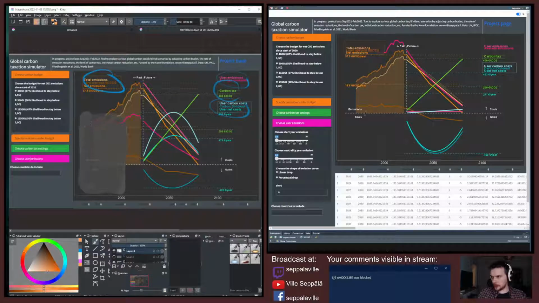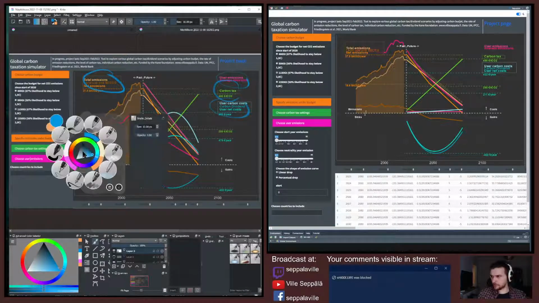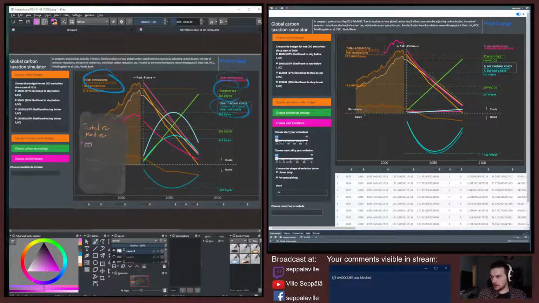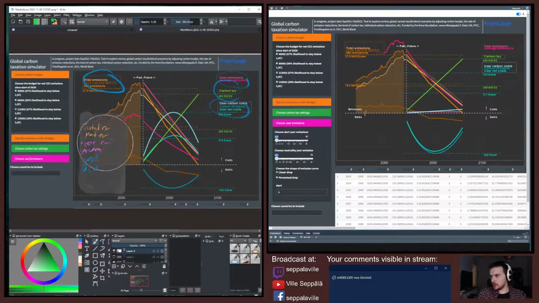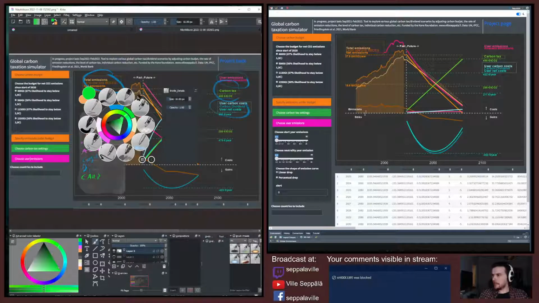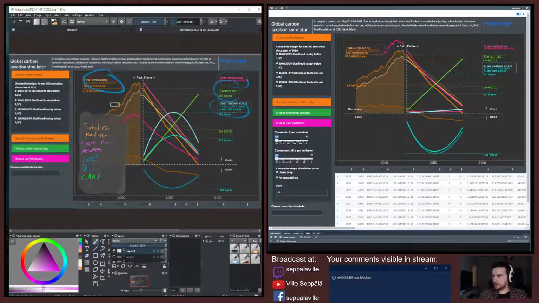Now we would have here, for example, the total emissions, then the net emissions, then the user emissions and average emissions and so on, and then there's costs and dividend, and let's pick here also the carbon tax. And then we could have numbers here.